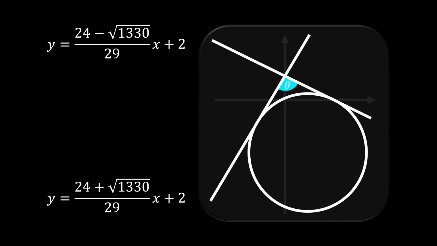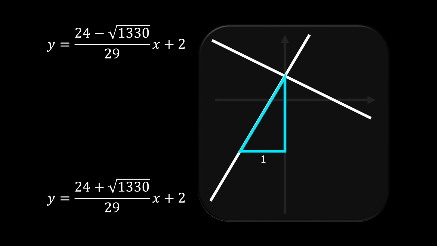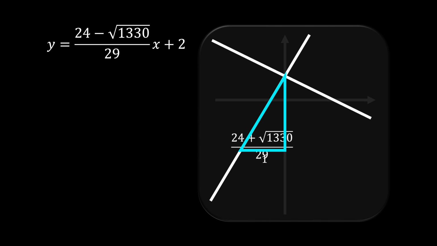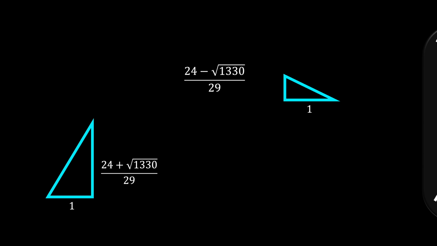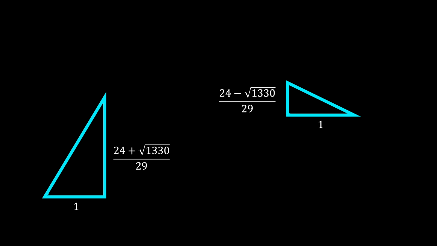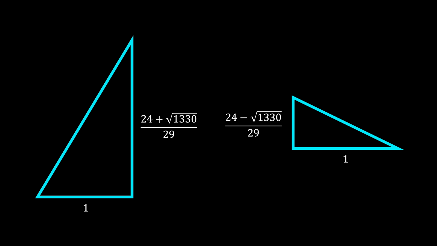To determine the angle between these tangent lines, we first consider the geometric interpretation of the gradients. The gradient m indicates that for every unit we move horizontally, we move m units vertically. This principle applies equally to the second line. Visually, we can interpret this as working with two separate right-angled triangles, which simplifies the process of calculating the angles.